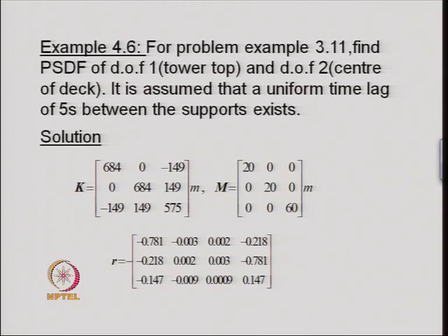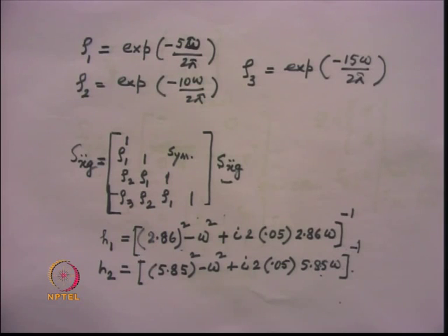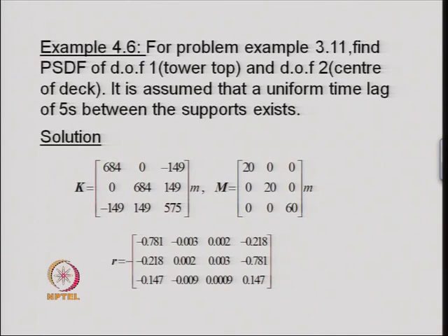An example problem is solved here to illustrate the modal spectral analysis technique. This is the problem that we had solved for the cable-stayed bridge, where we want the power spectral density function of degree of freedom 1, that is the left-hand tower top, and degree of freedom, it will not be 2, it will be 3, that is the center of the deck.